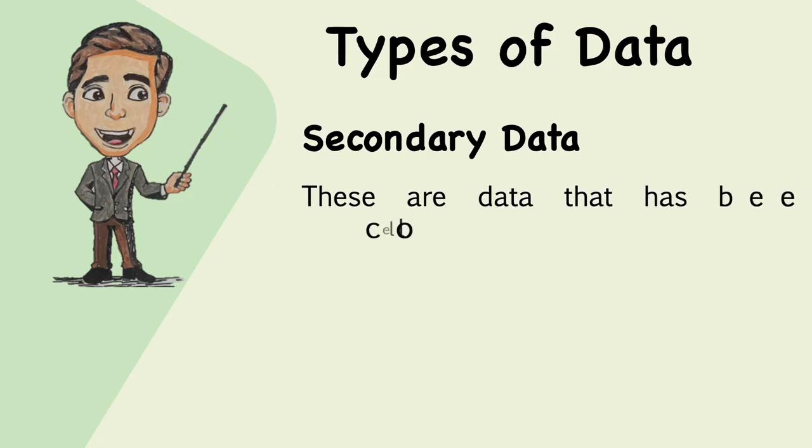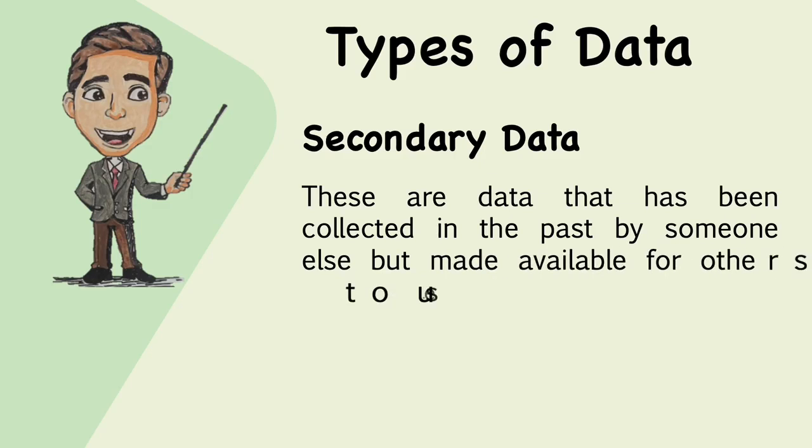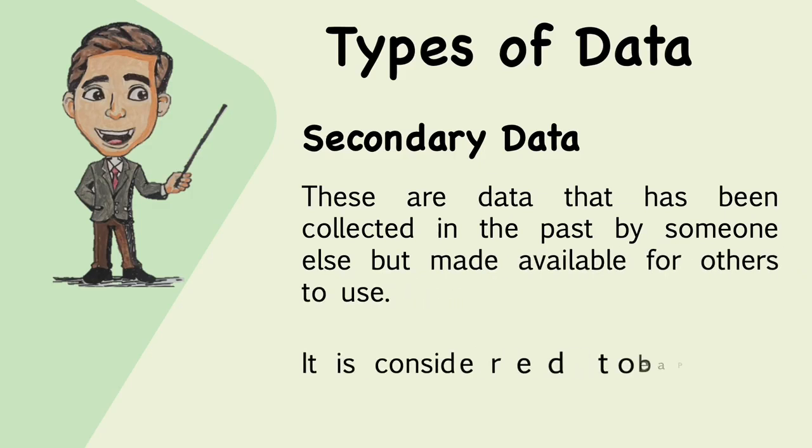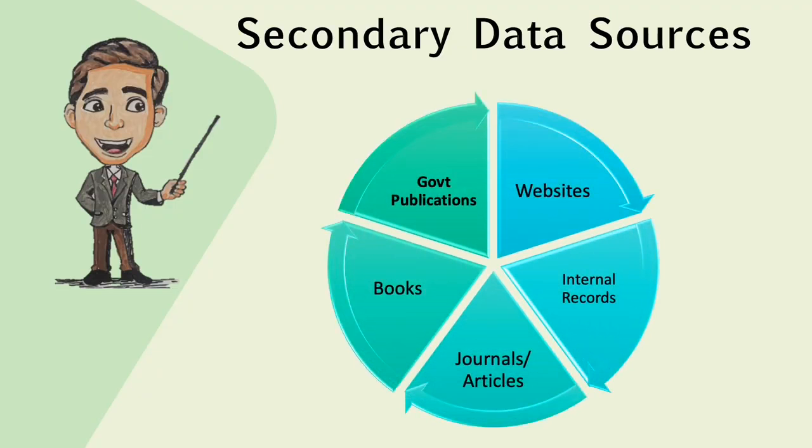What about secondary data? These are data that has been collected in the past by someone else but made available for others to use. It is considered to be a past data. Secondary data can be obtained through websites, government publications, in some journals or articles, and even in internal records. Medical records from the past are obtained by doctors and other researchers to look into risk factors of some diseases.